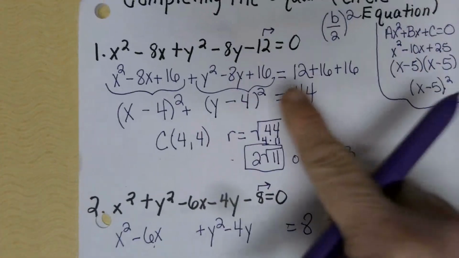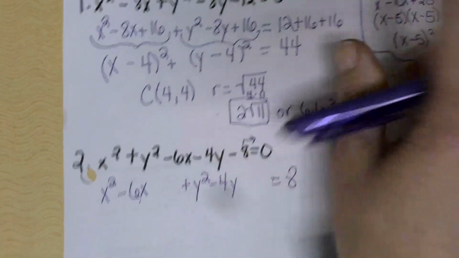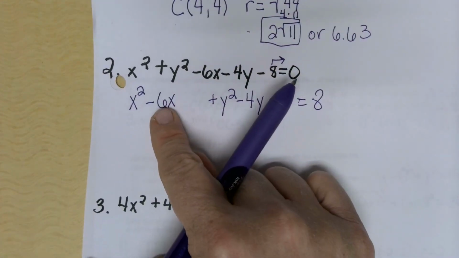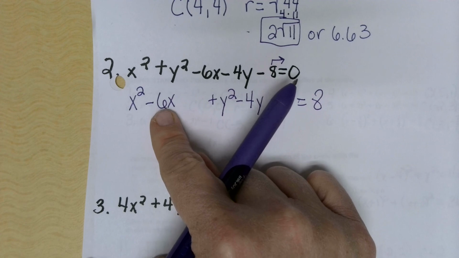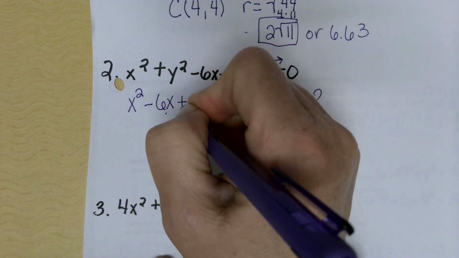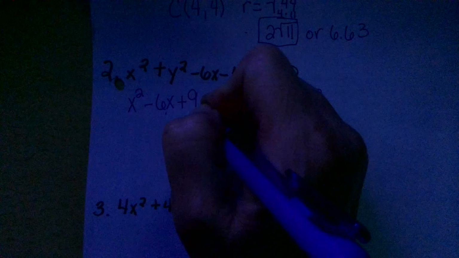All right, we're going to use our formula to fill in the spot. You should be able to do this in your head. What is 6 divided by 2? 3. 3 squared is 9. Add it to the left.